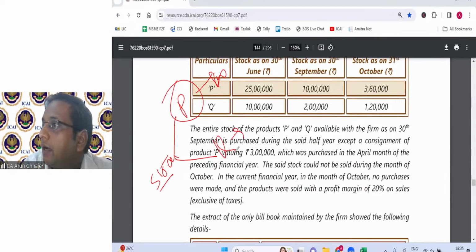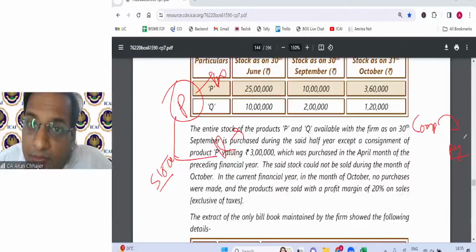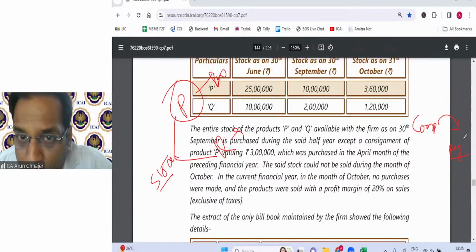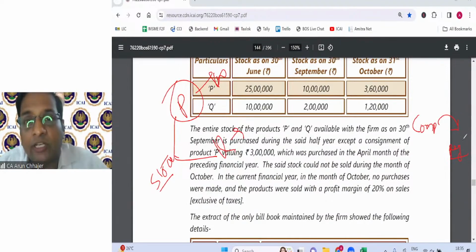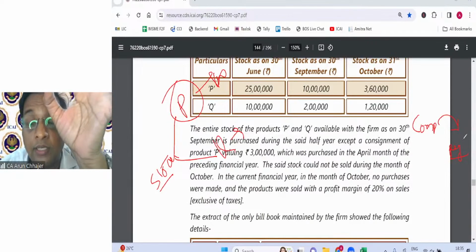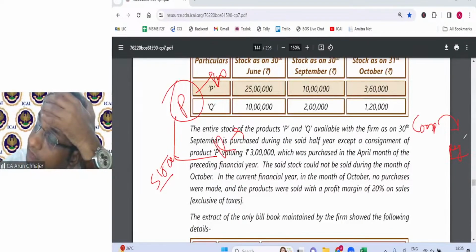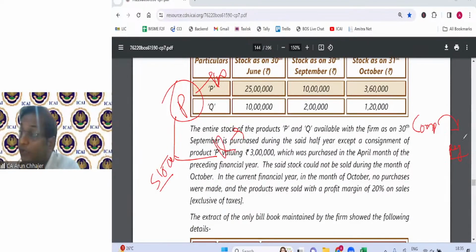P is the taxable item, Q is the exempted item. What we are doing? We are calculating the input tax credit. Why we are calculating the ITC? Because in the example, the taxpayer has been switched from composition to regular as per 18 subsection 1 clause C. It says that you would be entitled to take ITC of stock, semi-finished, finished goods plus capital goods if available. But invoice should not be older than 1 year.